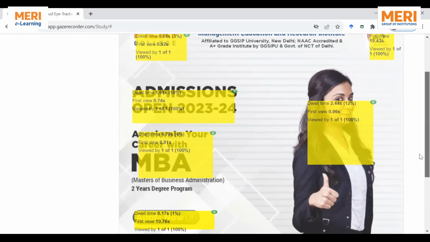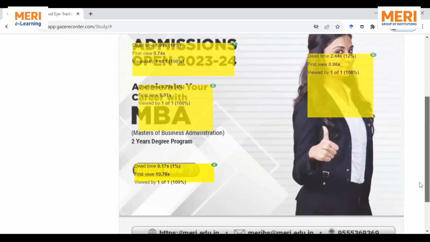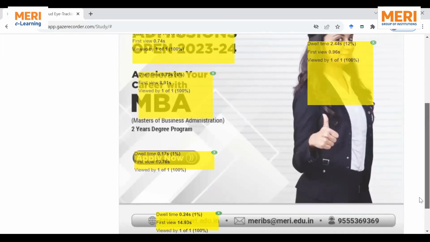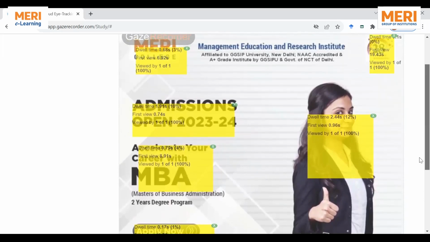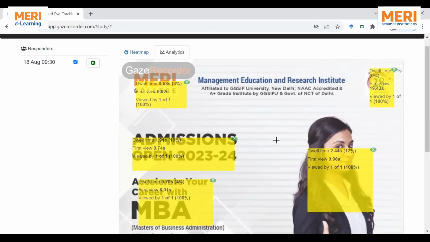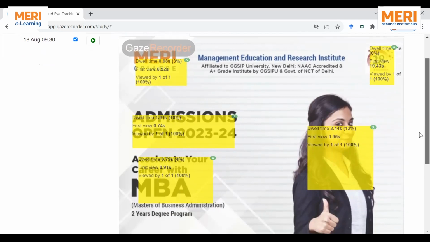See, the heat maps and the analytics are there. So from this we can make out, if I draw here, yes, I spent 0.24 seconds. In the beginning of the video, I asked you where you pay attention when you are looking at an advertisement. So the picture is there in front of you. I focused more, spent maximum time on this area. Then I spent time on the admissions, the text of admissions. And I spent time on the logo and so on.